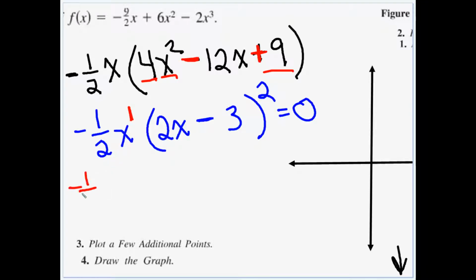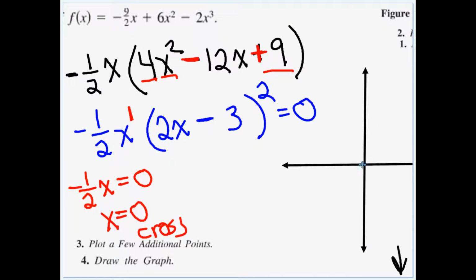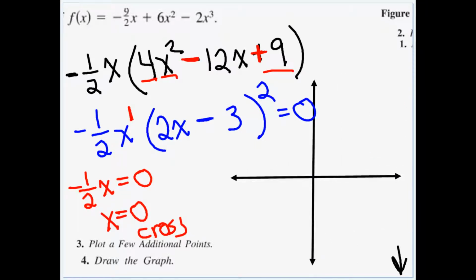If we set negative 1/2 x equal to 0, divide by negative 1/2, you get x equals 0. And here we are, again, we are going to cross. So maybe what I'll do, instead of a dot, I'm going to put an x on that value, and that will signify to me that we're going to cross there. If it's a dot, we bounce. So here we're going to hit the x-axis and we're going to cross.